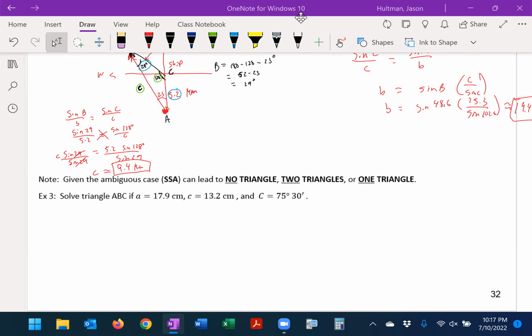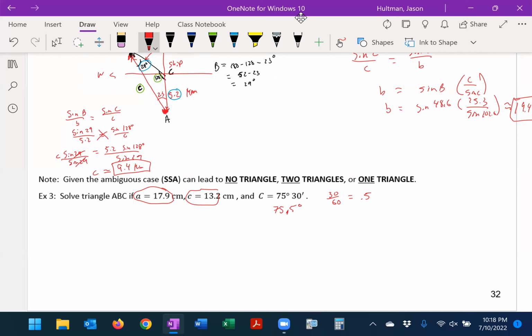So we want to solve triangle ABC, if a is equal to 17.9, c is 13.2, and C is 75 degrees and 30 minutes. So 30 minutes is 30 over 60, which is 0.5. So this is 75.5 degrees. I'll just do that real quick.